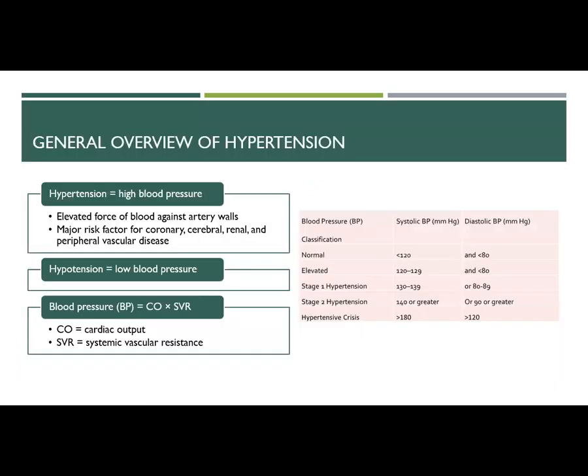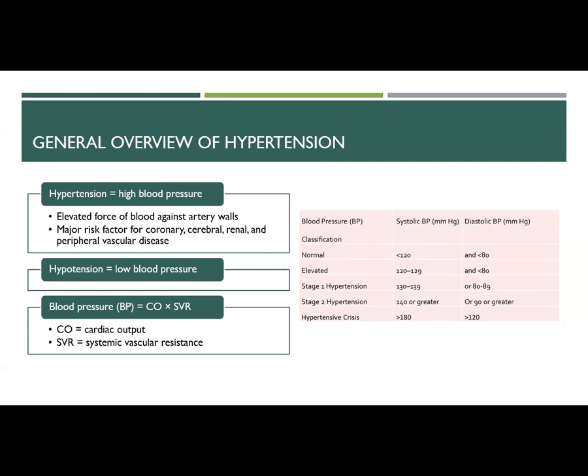Like always, I like to start out with some general overview of the topic. Hypertension means high blood pressure, and that includes elevated force of blood against the arterial walls. Major risk factors include coronary, cerebral, renal, and peripheral vascular disease. Hypotension means low blood pressure. We get blood pressure by our cardiac output times our systemic vascular resistance.